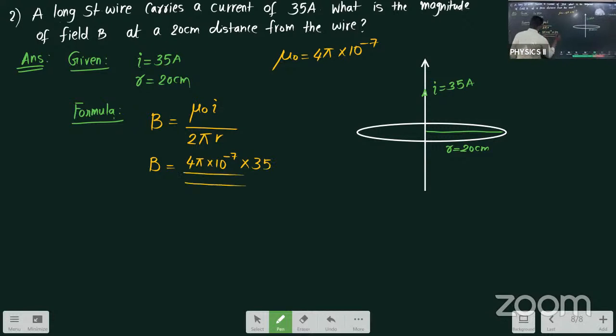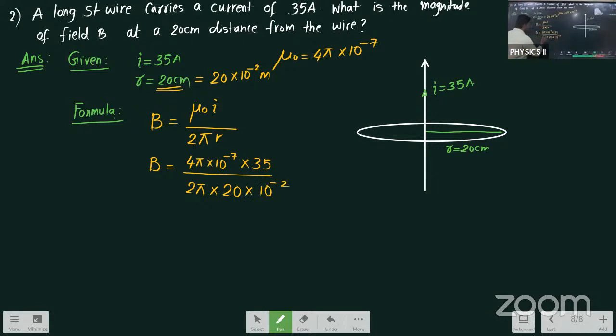35 divided by 2 pi into r. r is equal to 20 centimeter. 1 centimeter is equal to how many meters? 10 power minus 2 meters. So this will become 20 into 10 power minus 2 meters. If I substitute that value, it becomes 20 into 10 power minus 2.